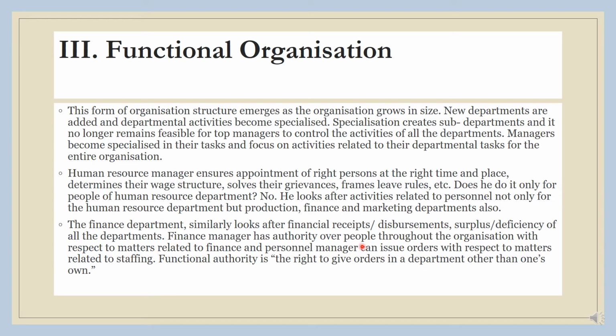The finance manager has authority over people throughout the organization with respect to matters related to finance, and the personnel manager can issue orders with respect to matters relating to staffing. Functional authority is the right to give orders in departments other than one's own.